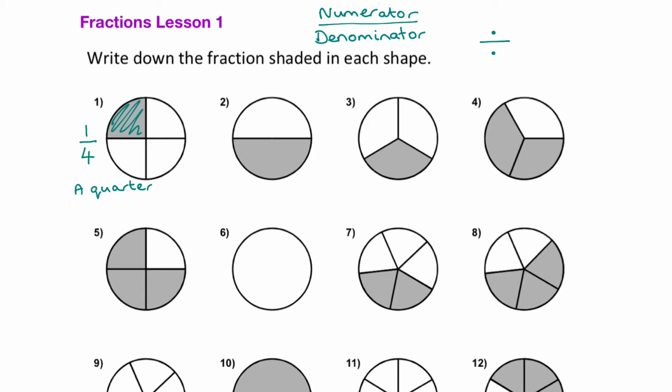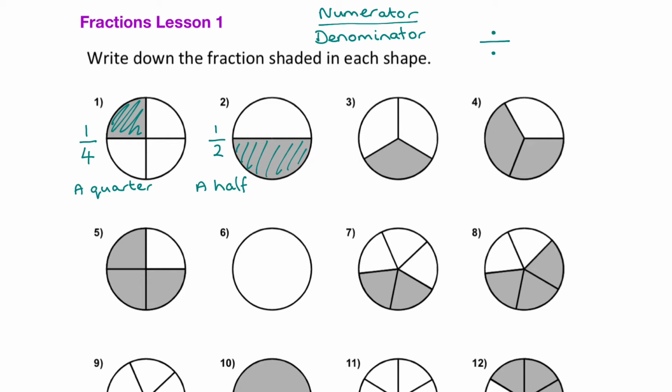Okay. Next, we've got our shape. This one here, our circle, is split into 2 equal parts. So that means that the number on the bottom of the fraction is 2. And then if we look, we've got one of these equal parts shaded. So it's a 1 on the top. And when you see a fraction that is 1 over 2, it's called a half.